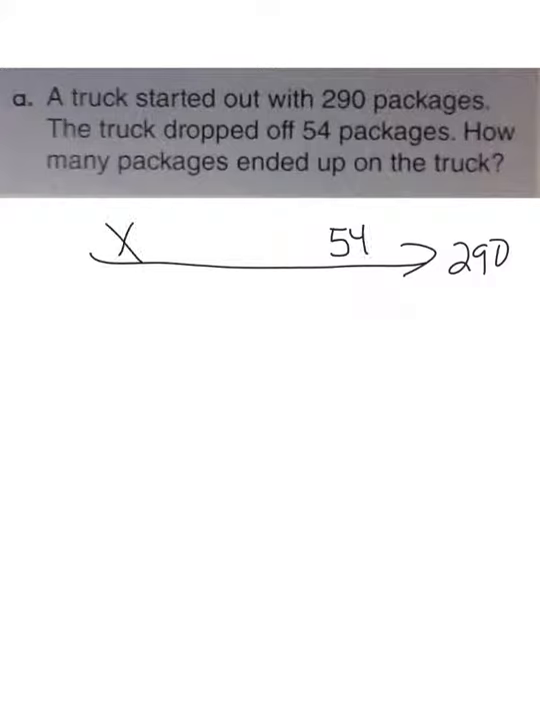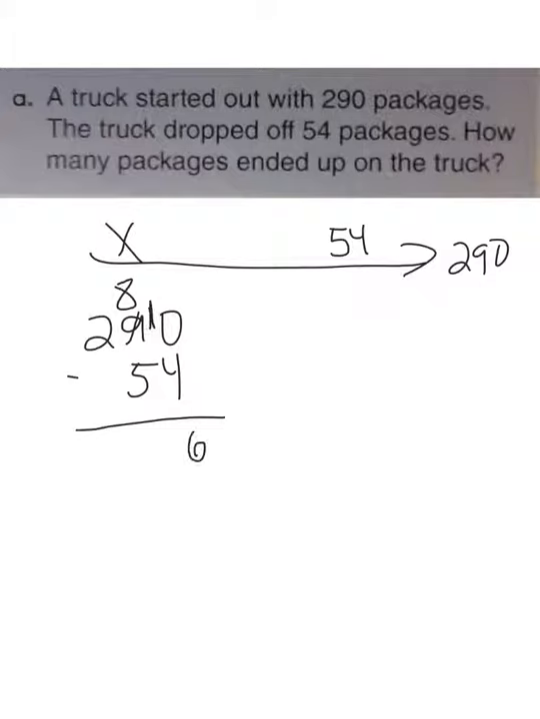So in order to do this, we work backwards, since 290 is our large number, and it'd be 290 minus 54. So 0 minus 4, I cannot take 4 away from 0, so I borrow 10 from my 9, and that becomes 8 or 80, and I put my 10 over here, so 10 minus 4 is 6, 8 minus 5 is 3, and 2 minus nothing is 2. So there's 236 packages on the truck.